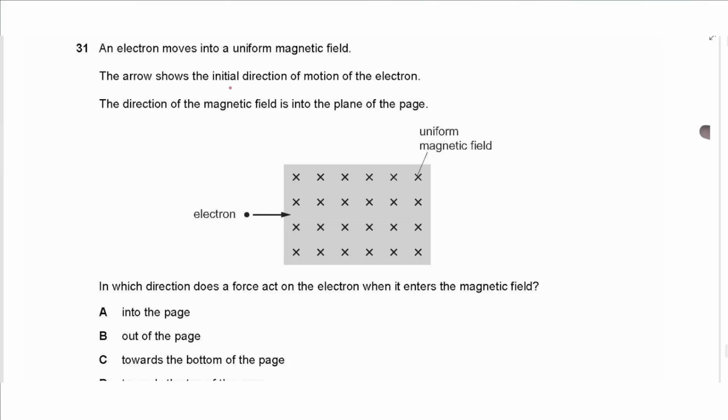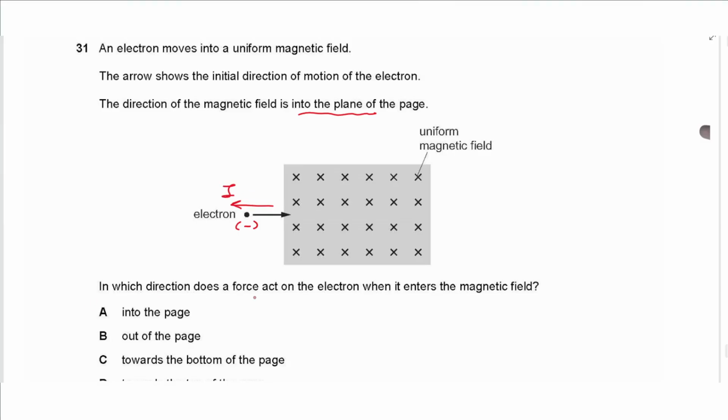Question 31 says an electron moves into a uniform magnetic field. The arrow shows the initial direction of the motion of the electron. The direction of the magnetic field is into the plane of the page, so we have the direction of the magnetic field, and the current is always opposite to any negatively charged particle, so the current is to the left.